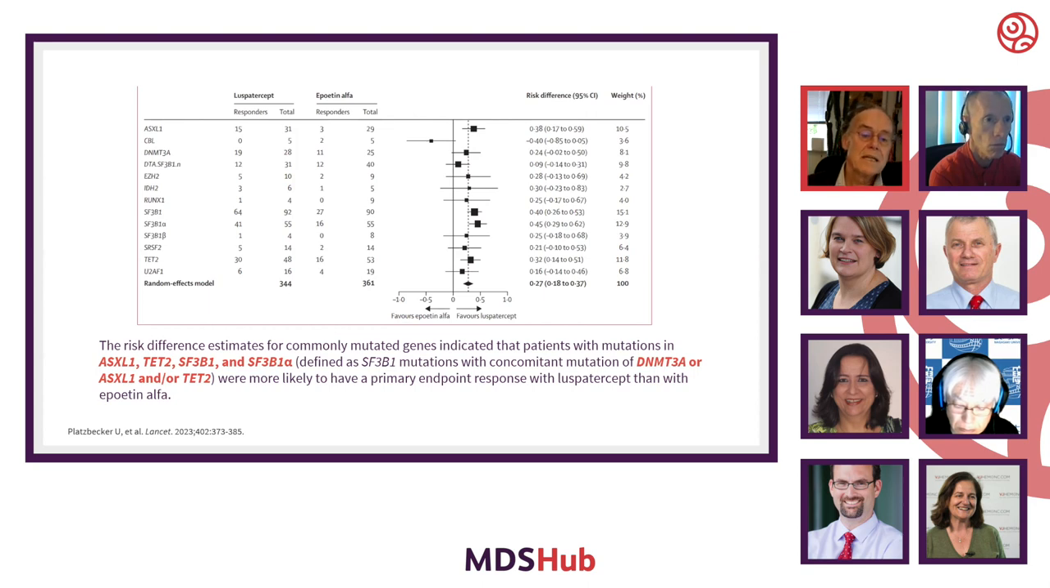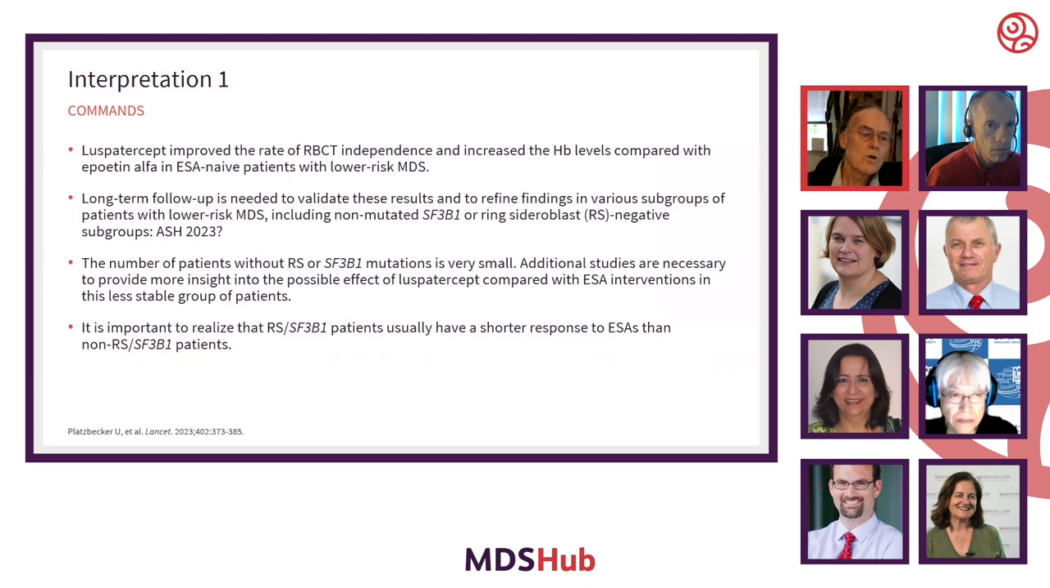And what you can see here is that especially the SF3B1 patients respond very well to luspatercept, better than the EPO group, and also the ASXL1 and the TET2, the SF patients, and the DNMT3A in the presence of SF3B1 mutations had the most favorable outcome compared to the other groups. So there's a difference in the impact of the mutations as we would expect. Next slide. So what is the interpretation of these studies and also the COMMANDS study?